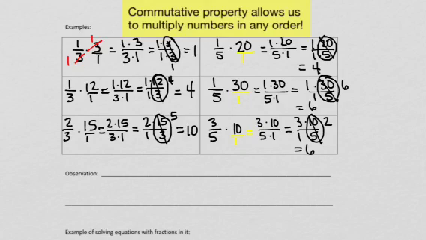Cross simplification on this next example, we have 12 over 3, so that cross simplifies to be 4 over 1. The bottom one there, 15 over 3 cross simplifies to be 5 over 1. So then, if we look at the other side, 1/5 times 20, the 20 and the 5 cross cancel to be a 4 and a 1. 30 over 5 simplifies to be 6 over 1, and 10 over 5 simplifies to be 2 over 1. So our observation is that when we multiply fractions, we can cross simplify to make the numbers easier to work with.